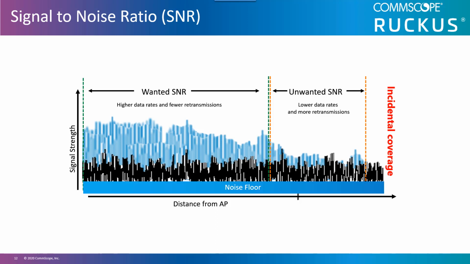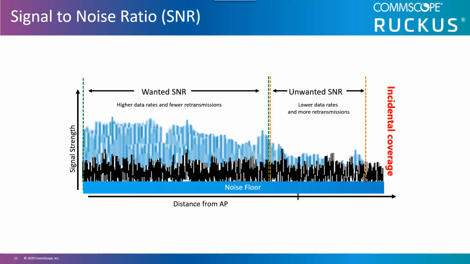Imagine speaking to another person in a quiet room versus speaking to that same person on a crowded convention hall floor. The quiet room would have a high signal-to-noise ratio value versus the low signal-to-noise ratio value of the convention hall discussion. Signal-to-noise ratio is a very important measurement in determining the quality of the Wi-Fi environment.